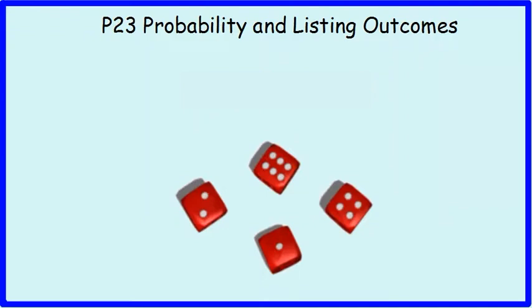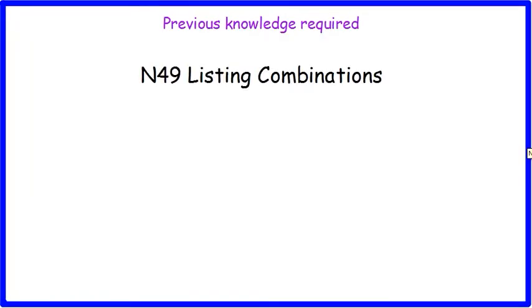In this video, we're going to look at probability and listing outcomes. The previous knowledge required for this is listing combinations, N49.